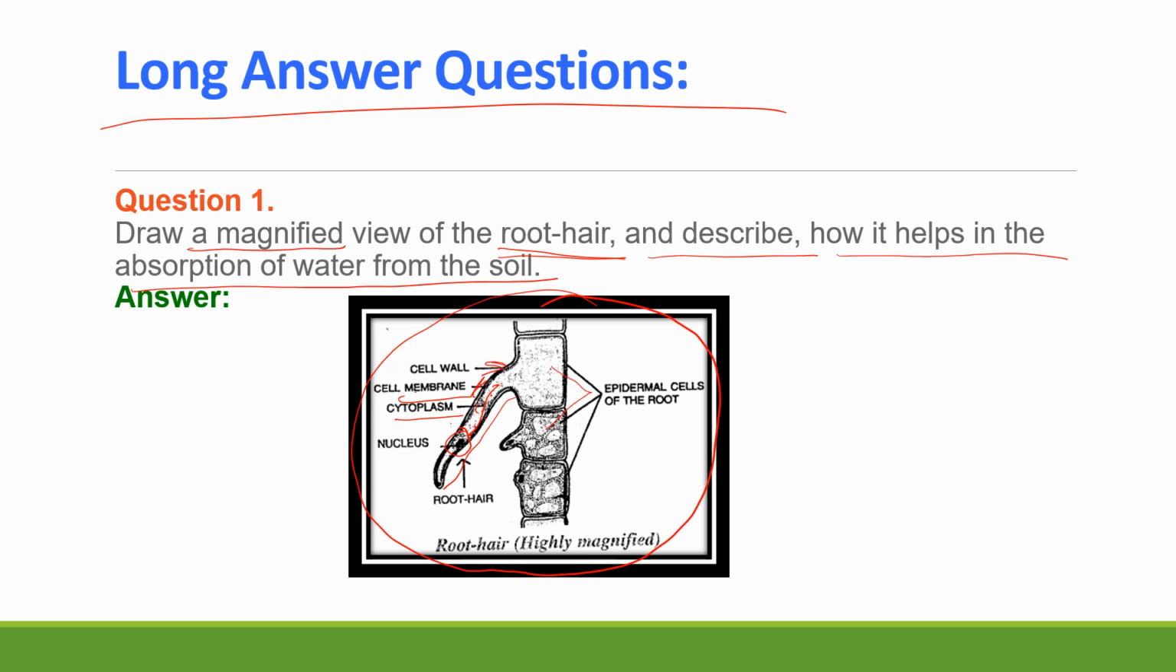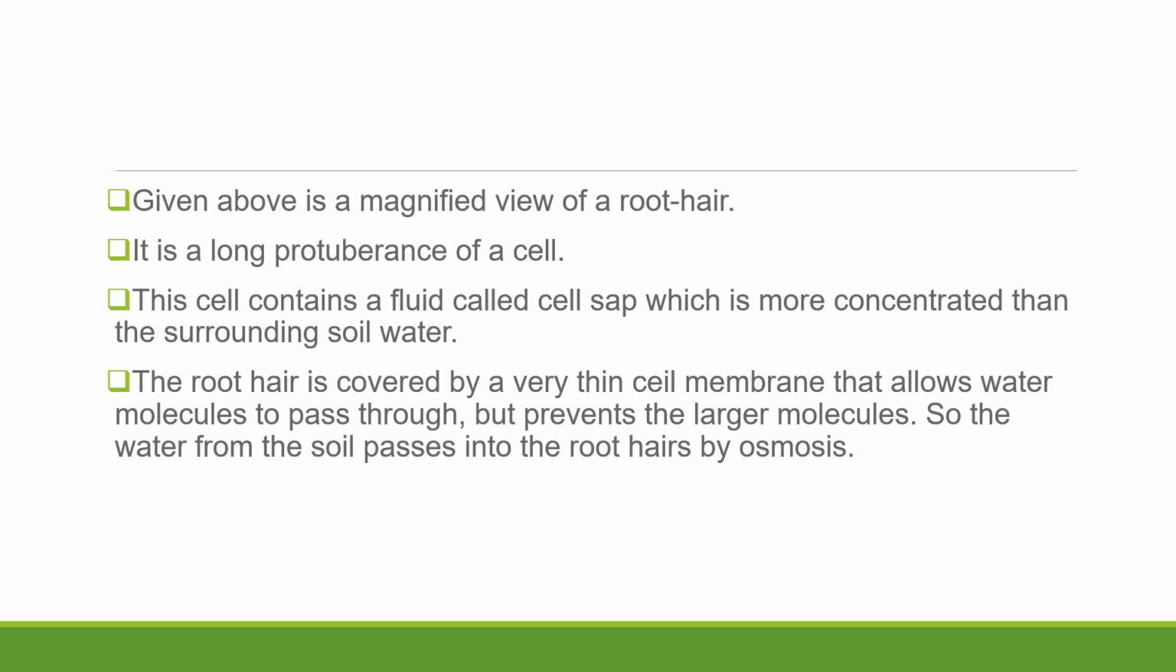Now these are all epithelial cells of the root. So this diagram you are supposed to draw with this labeling in full. Then we will describe how it helps in the absorption of water. So given above is a magnified view of root hair. It is a long protuberance of a cell. This cell contains a fluid called cell sap.